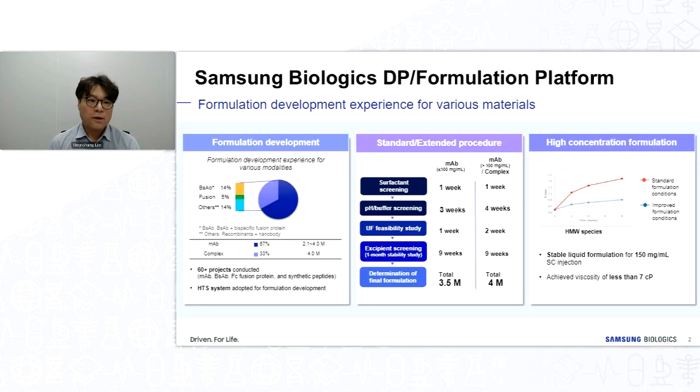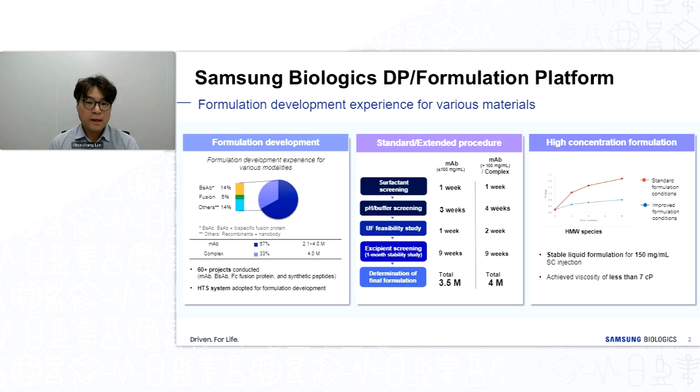But before we discuss our primary agenda, I would like to briefly introduce our formulation development process in Samsung Biologics CDO service. Our CDO has performed over 60 projects since 2018, and among them, around 35 programs have been approved by FDA, EMA, and MFDS. 60% of our programs are simple monoclonal antibodies, including high concentration, and the other 40% are complex proteins like multispecific antibodies, fusion proteins, or synthetic peptides.